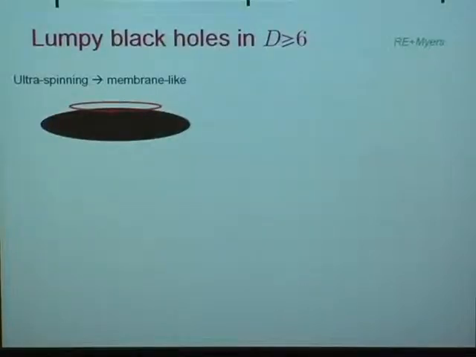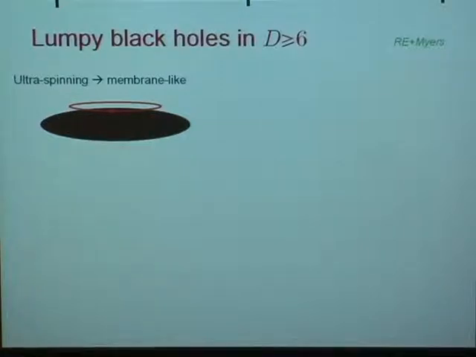And one of them is related to the possibility of having what we call lumpy black holes in six or more dimensions. This was proposed and suggested by Rob Myers and myself in a paper 6 years ago. So, as I said, in six or more dimensions, we can have this ultra-spinning regime where the black hole pancakes along the plane of rotation. In fact, there's a well-defined limit where the black hole becomes a black membrane, a black two-brane.